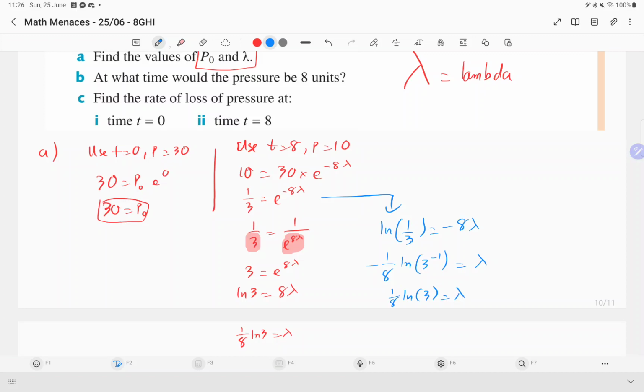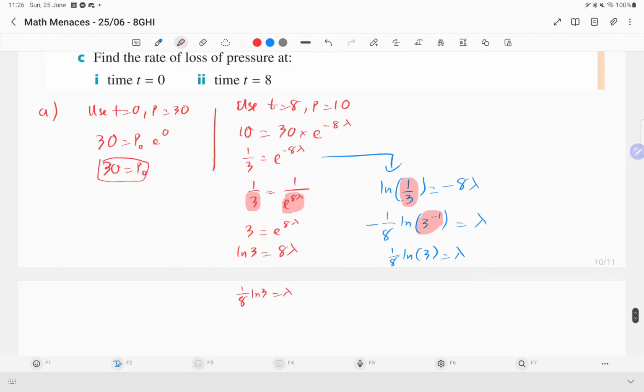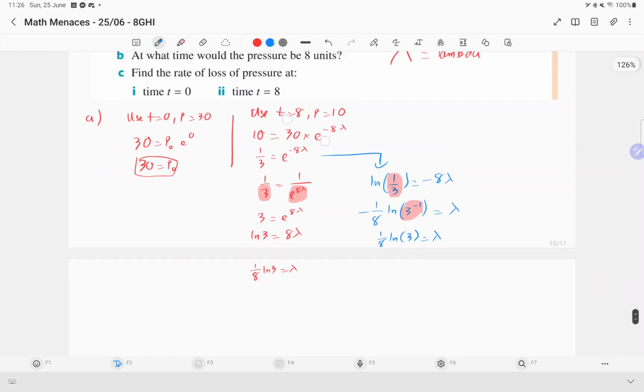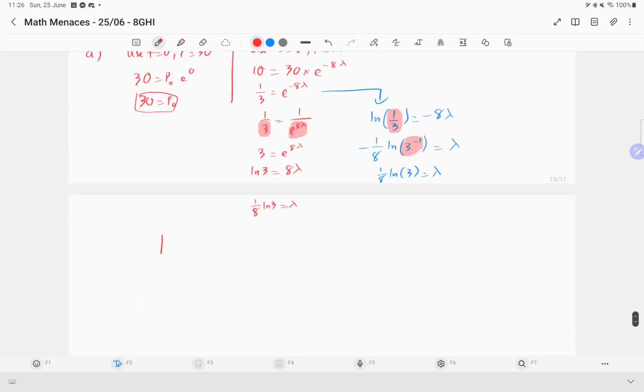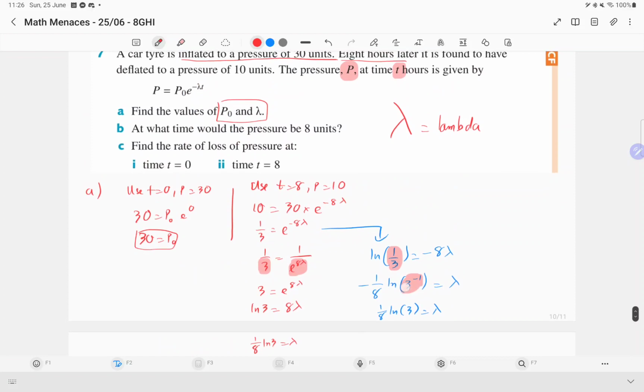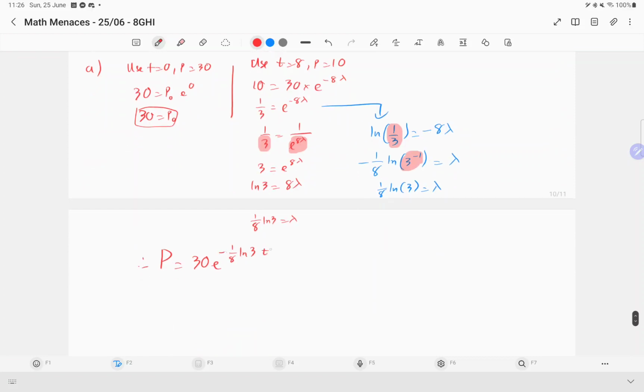Same answer, but I prefer the first version because I don't need to deal with ln of a fraction of 1 over something. You need to remember to convert 1 over 3 into 3 power minus 1, otherwise you won't be able to simplify it. So that's why I prefer the first version here. Either way, you get to the answer. So that's the lambda value and then the P naught. Then you would write the final answer: P equals 30 e to the power 1 over 8 ln 3. Well, I think they put negative lambda, so negative of that times t.